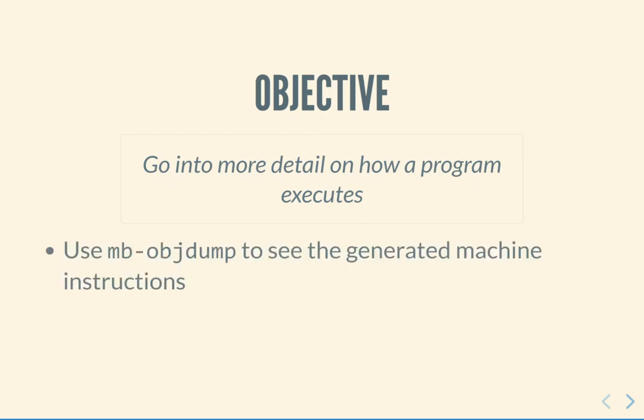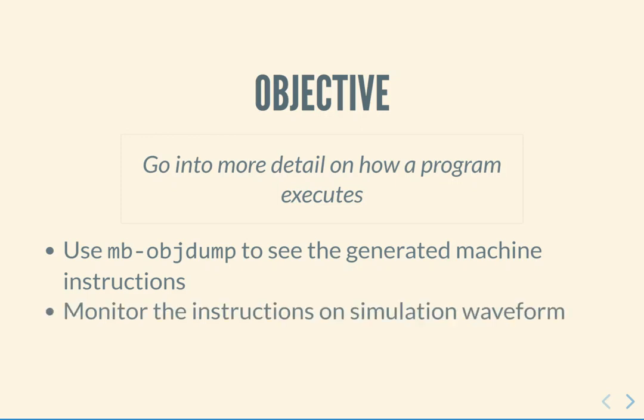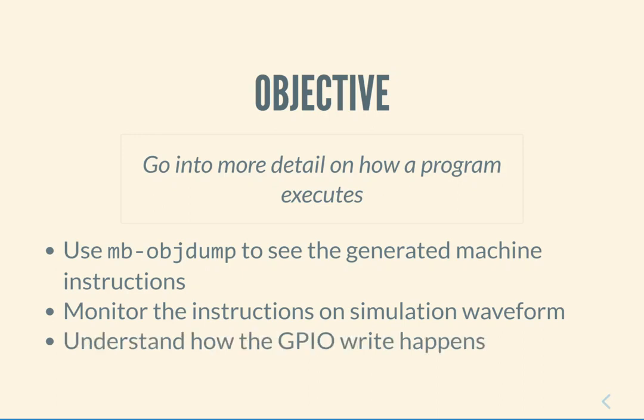We will first use the mb-objdump command to dump out the ELF file into a readable format that includes information about addresses. Then monitor these instructions on a simulation waveform, and finally try and understand how exactly the GPIO write happens.